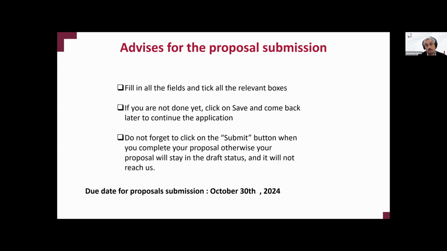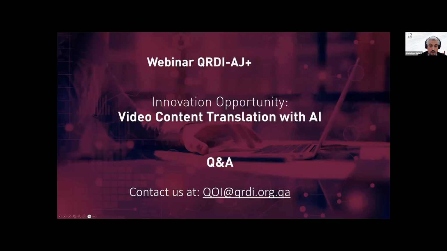Here are some suggestions, or advice, from our side. Fill in the fields and tick all the relevant boxes. If you are not done with the application, you can save it and then come back to it. So you don't have to stay, I would say, 1 hour or 2 hours to finish your application, you can do it step by step. And at the end, do not forget to click the submit button. Otherwise, your proposal will not come to us and will stay in the draft version. Please note that the deadline to submit your proposals is October 30th. That's it for the submission of the proposal.